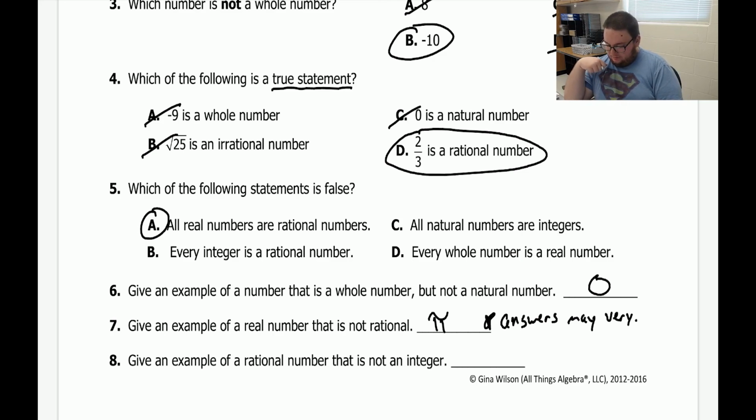Finally, we have give an example of a rational number that is not an integer. So the number that I'm going to choose this time is 1/3, or 0.3 repeating. And again, this one is going to have answers may vary. And I want you to do the same thing. Instead of just writing down 1/3 or 0.3 repeating, I want you to think about a different rational number that is not an integer. So you're going to be looking for a fraction that you think is a rational number.